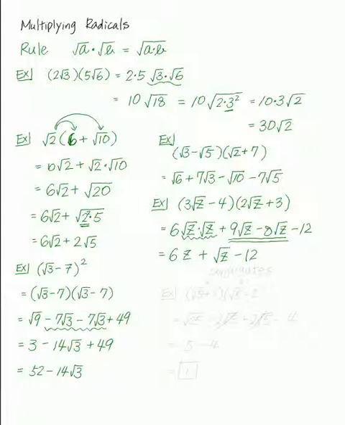Now, it's very tempting to see that 52 and that minus 14 and try to subtract them. We can't do that. They're not like terms. There's no root 3 with the 52. So that is our final answer, 52 minus 14 root 3. We can go no further. Next example.